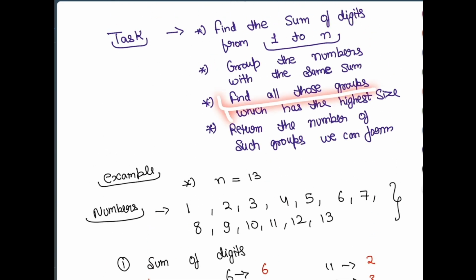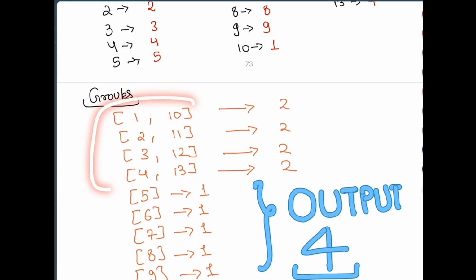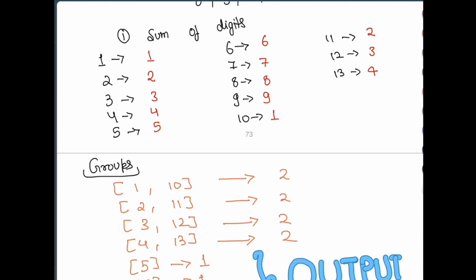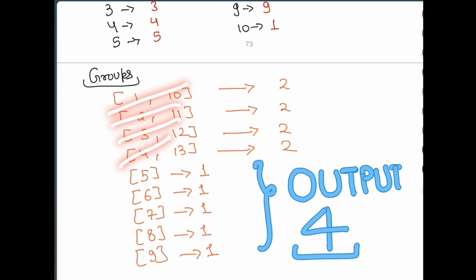And that is what we need to do: find all those groups which have the highest size. So these are the groups with the highest size, and then you need to return the number of such groups we can form. So we have 1, 2, 3 and 4 groups which have the highest size. And that is why the output in case n is equal to 13 is 4.